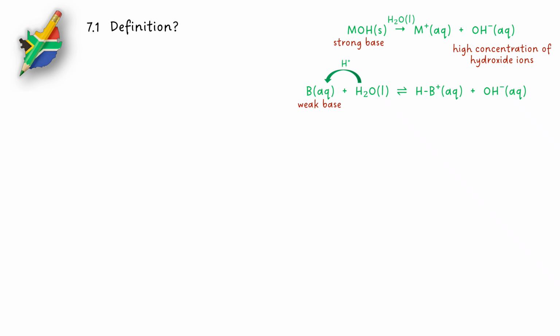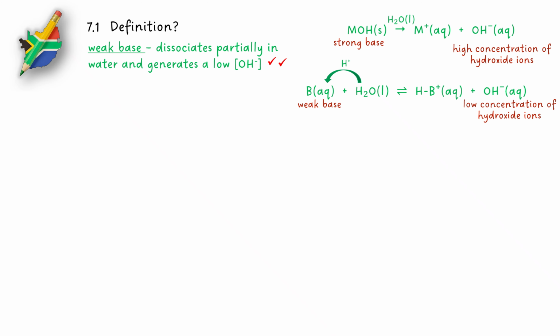The important difference is that for equal concentrations of a strong base and a weak base, the strong base will dissociate completely and generate a high concentration of hydroxide ions, while a weak base dissociates or ionizes only partially, forming an equilibrium, and generates a low concentration of hydroxide ions.